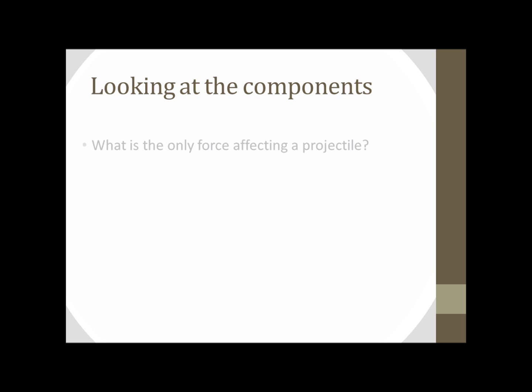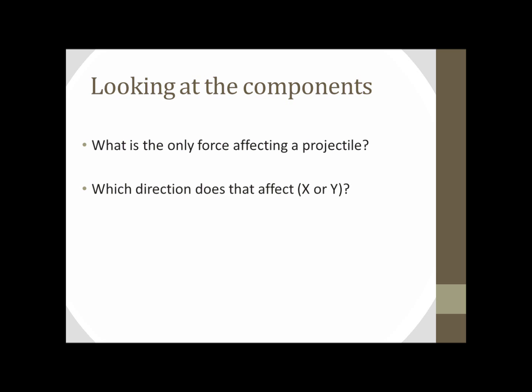So let's look at the components. What is the only force affecting a projectile? Gravity. Gravity is the only force affecting it. So which direction does that affect? And here we need to think in terms of where the x-axis is and where the y-axis is. The x-axis is the horizontal side. The y-axis is the vertical side. So since gravity affects the vertical, gravity would affect the y-axis.